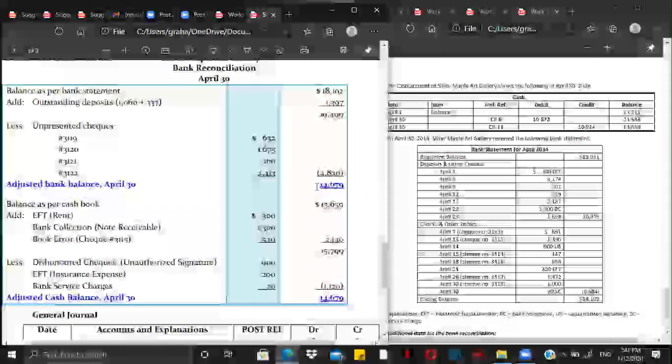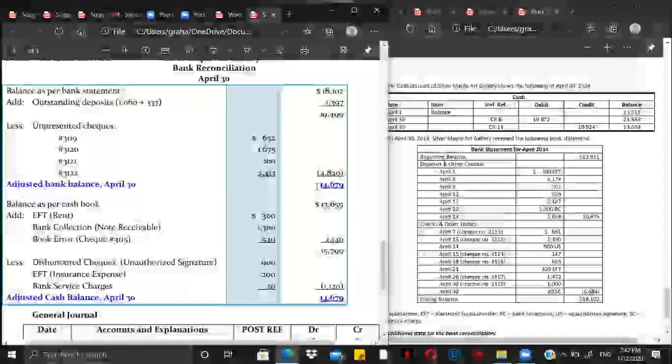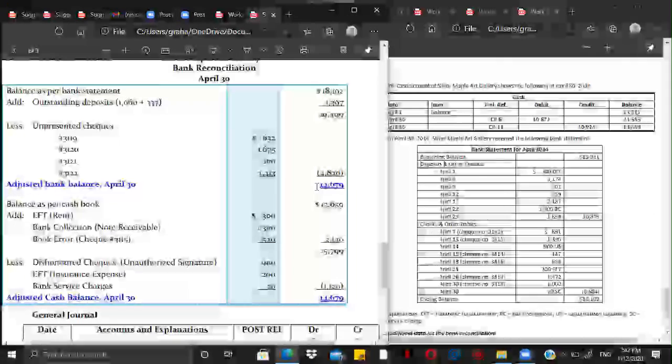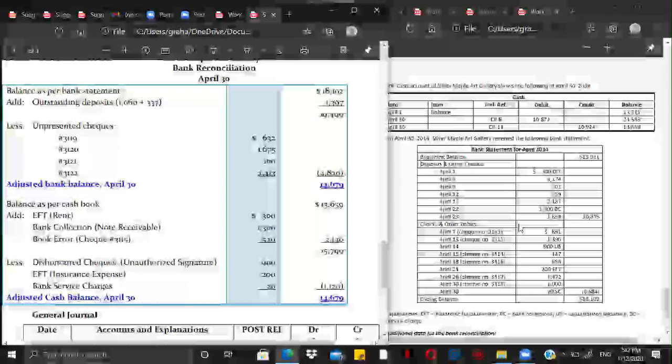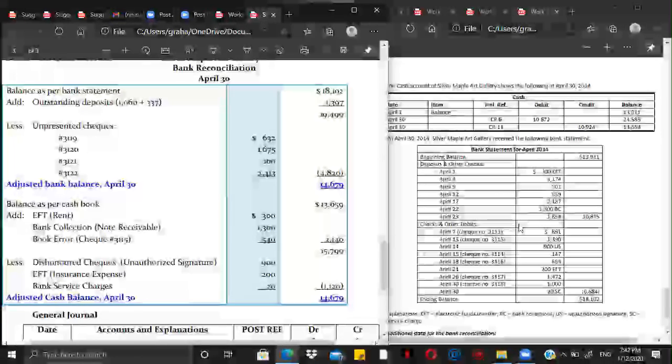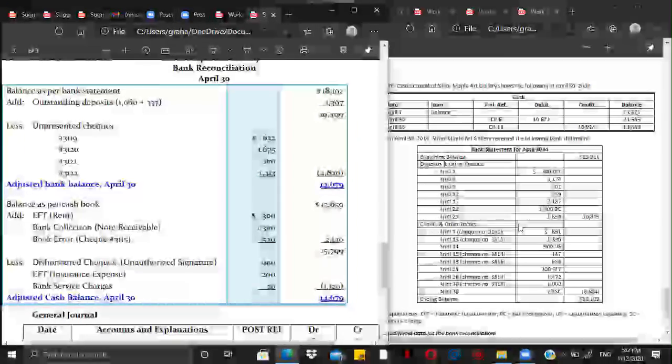So in bank recon, the first thing is your balance as per bank statement, and that's a given, $18,102. The first thing you add, if you're following the formula that you have, is your outstanding deposit, right? So outstanding deposit, why do you add these to your bank statement balance?